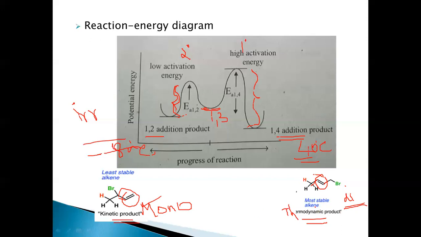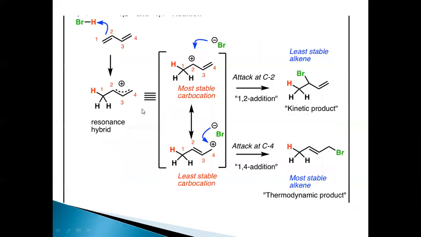So when the temperature is increased, the thermodynamic product, that is the 1,4 addition product, is formed in major amounts because the temperature is enough for it to pass through the less stable carbocation, that is the primary carbocation, and form this addition product. So the 1,2 addition product is the major product, the kinetic product, at lower temperatures, and the 1,4 addition product, the thermodynamic product, that is the more stable alkene, is formed in major amounts at 40 degrees centigrade. Yes. So let's look at this once again.